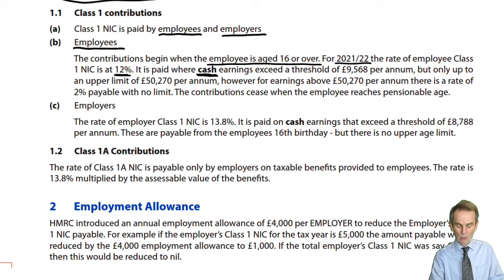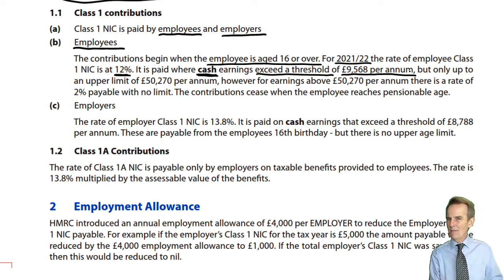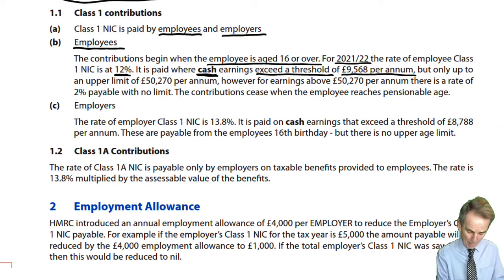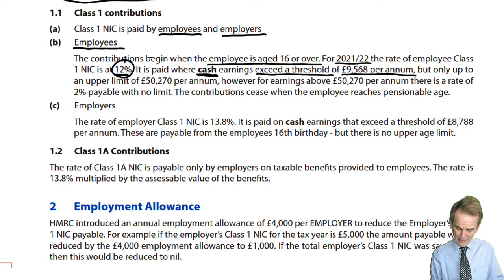The Class 1 employee or primary contribution is on cash earnings, but it's not from the first pound of employment income, only where earnings exceed a threshold of £9,568 per annum. Now again, we're starting to bring in rates and limits here. So don't worry, all of this information is contained on your rates and allowances page that we'll flick back to in a few moments' time. So you won't have to remember 12%, though I think you will. You don't have to remember 9568. It is a number provided on your rates and allowances information in the exam.